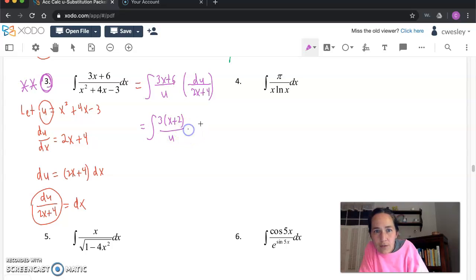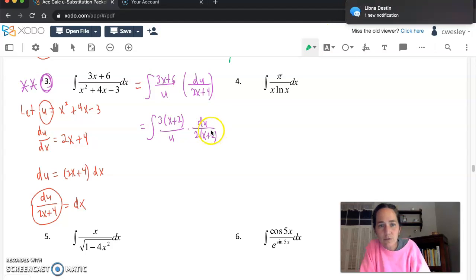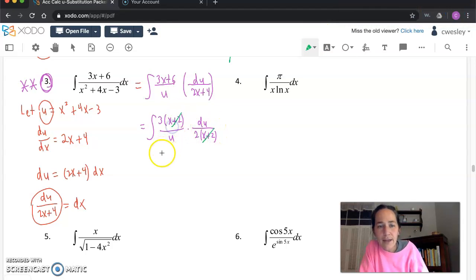How about here? There's a du up top. On the bottom, ooh, this is great: 2, and then x plus 2. That's what I wanted to happen. Let's get some green, and we will cancel the x plus 2's. Reduce that, and now all I'm left with is an easy u expression and a couple constants. So we're integrating 3/2 times 1 over u du, like that.